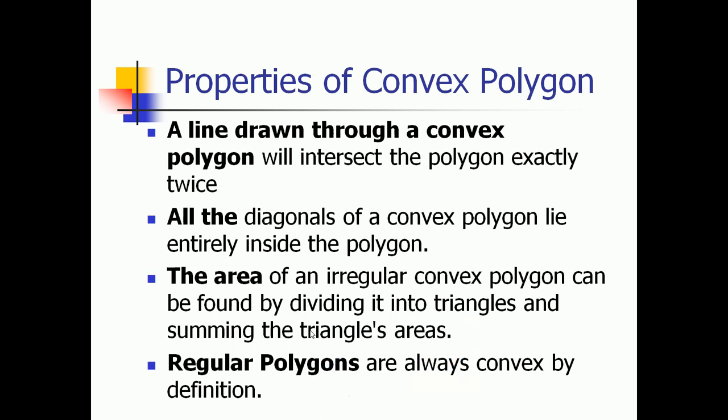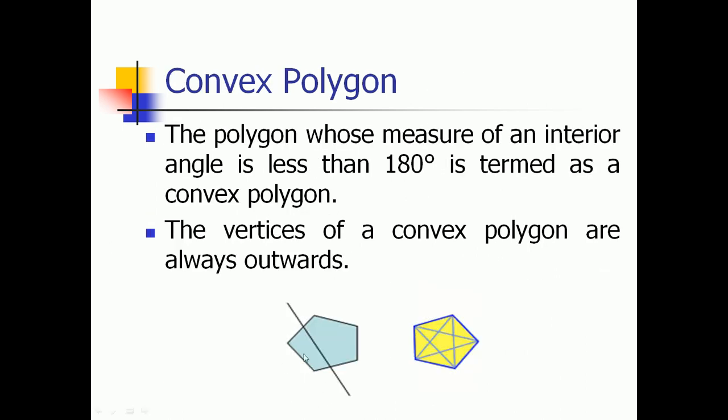Some of the properties of a convex polygon: when we draw a line through any convex polygon, intersecting the polygon, that line can divide the polygon into 2 parts. We have just seen one figure over here. So when we draw a line, it divides the polygon into exactly 2 pieces.